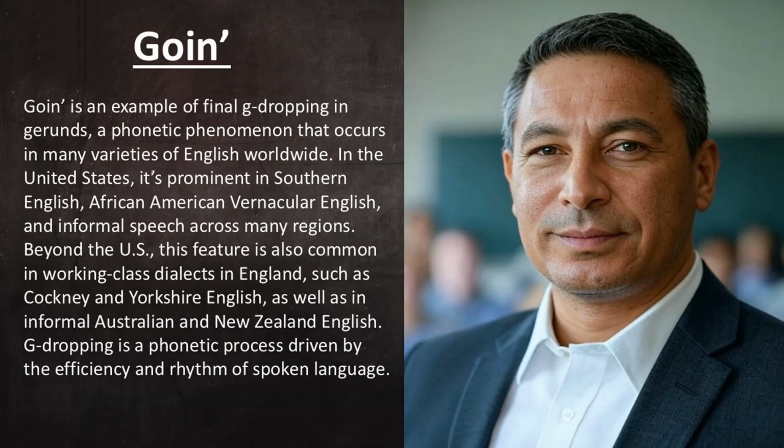Goin' is an example of final G dropping in gerunds, a phonetic phenomenon that occurs in many varieties of English worldwide. In the United States, it's prominent in Southern English, African American Vernacular English, and informal speech across many regions. Beyond the U.S., this feature is also common in working-class dialects in England, such as Cockney and Yorkshire English, as well as in informal Australian and New Zealand English. G-dropping is a phonetic process driven by the efficiency and rhythm of spoken language.